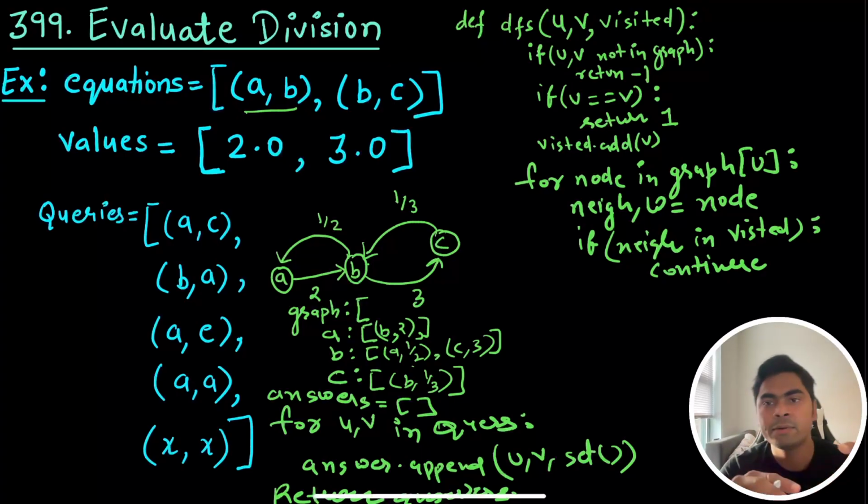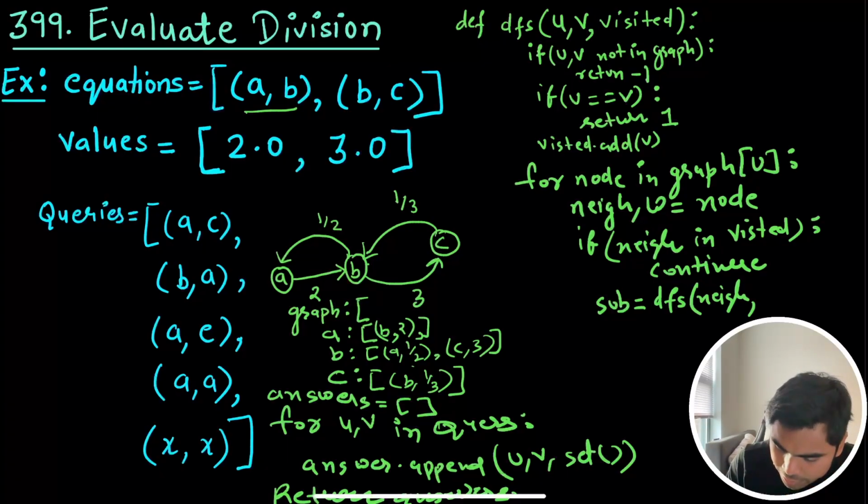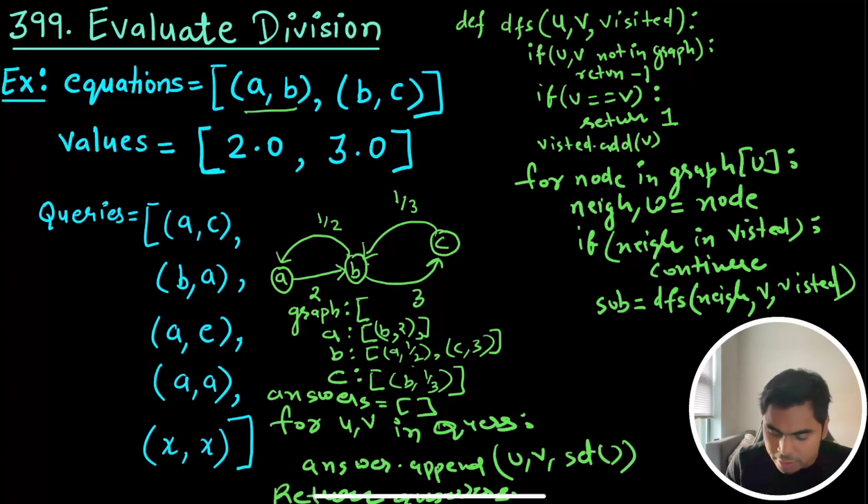I just need to get to the destination from this neighbor, and it will be bringing me some value, either 1, -1, or some calculated other value. So I'll call it sub, like it's a sub problem, and I will call DFS on the neighbor, and this will take v as well, which is the destination node. And for the visited set, because it's part of one query, I'm gonna send the visited set itself.